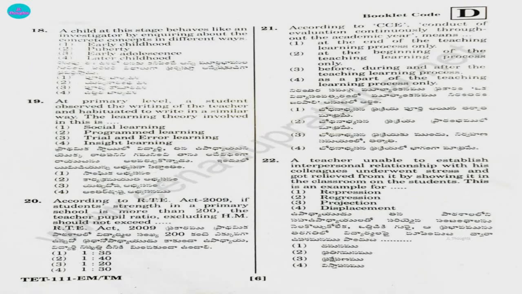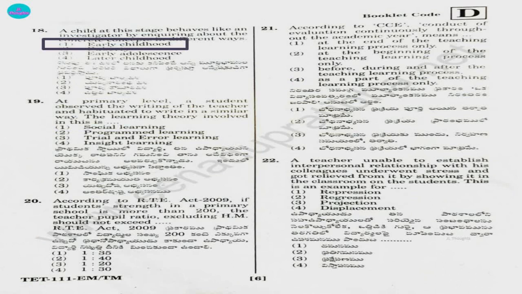18. A child at this stage behaves like an investigator by inquiring about the concrete objects in different ways. Option 1 early childhood, 2 puberty, 3 early adolescence, 4 later childhood, and the answer is option 1 early childhood.